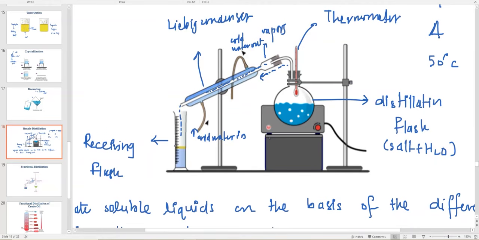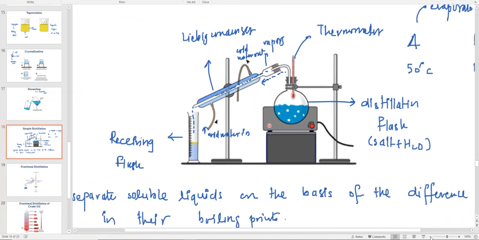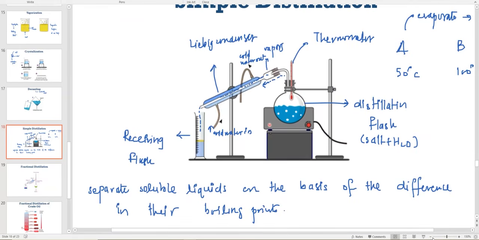Just remember, we'll always keep the receiving flask open. Why? So that if in any case vapor happens to enter this receiving flask, the pressure can build up. And if it is a closed system, that pressure can result in the rupture of this receiving flask. Okay, so this was the working of a simple distillation column.